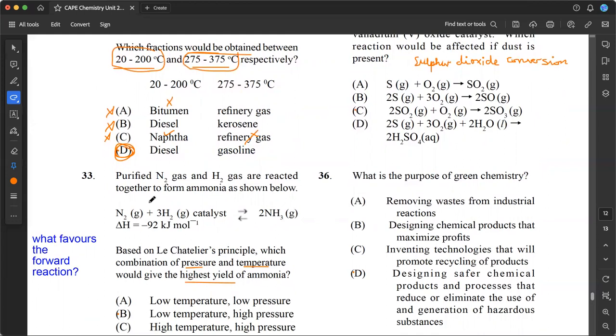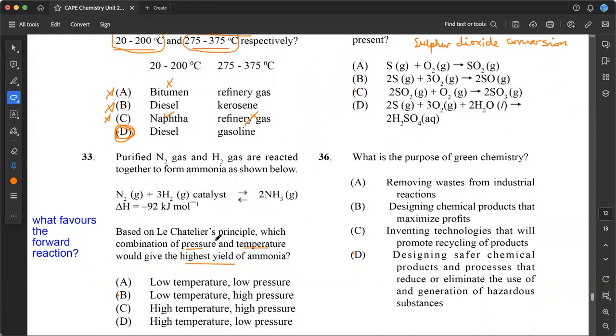33 says purified N2 gas and H2 gas are reacted together to form ammonia as shown below. Right? And so we see that we have a mole of nitrogen gas reacting with 3 moles of hydrogen gas. There's a catalyst that's present. It's in equilibrium, right? So we see it's forward and backward arrows, an equilibrium reaction, and we see that we get 2 moles of ammonia gas, right? And we also see that the forward reaction is exothermic since heat energy is given off, right? As seen by this negative delta H, okay?